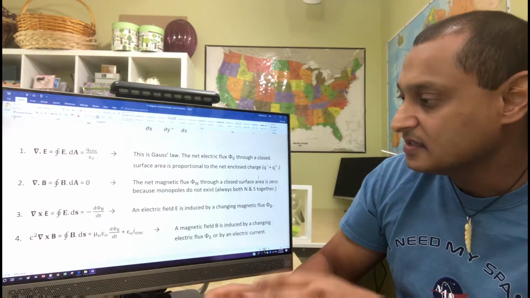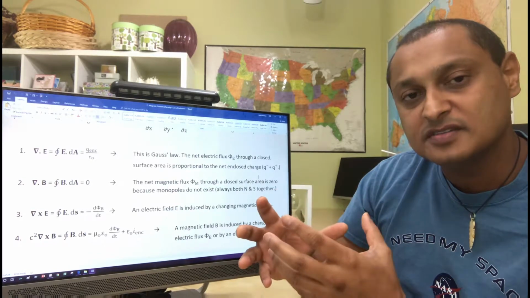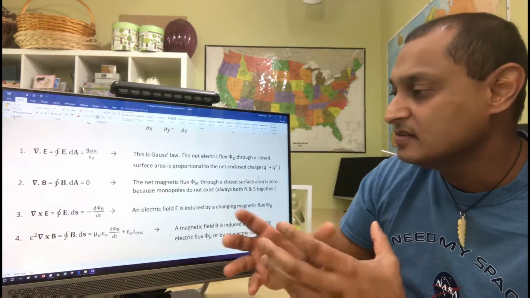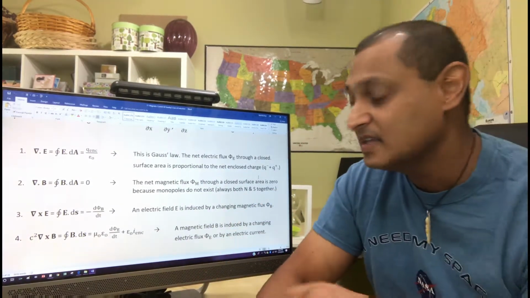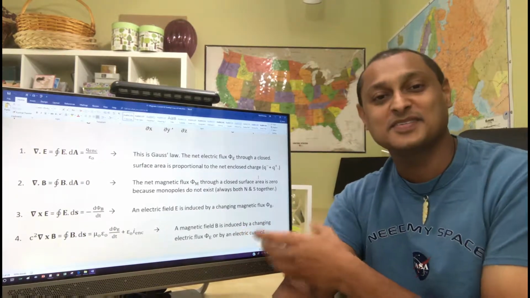There are 4 equations, and it's sort of the umbrella of equations for everything that has to do with magnetism and electricity. And even the speed of light, believe it or not, is wrapped in here. This is the brilliance of Maxwell's equations.